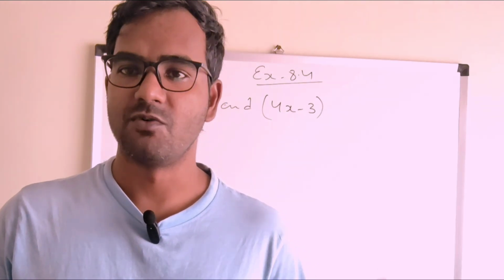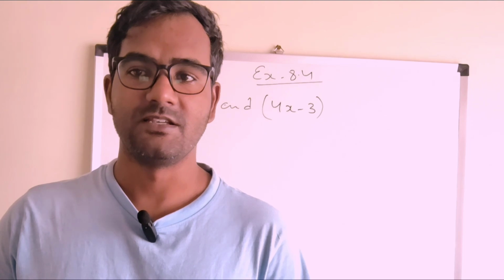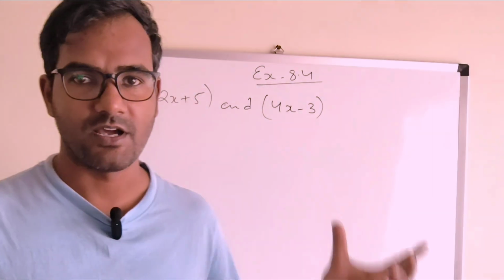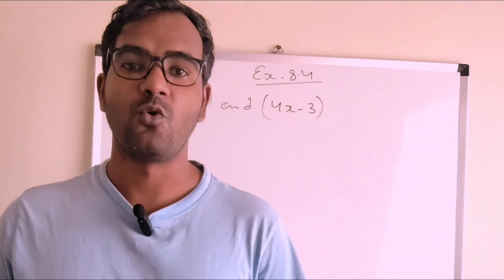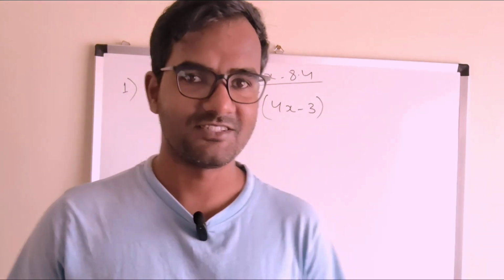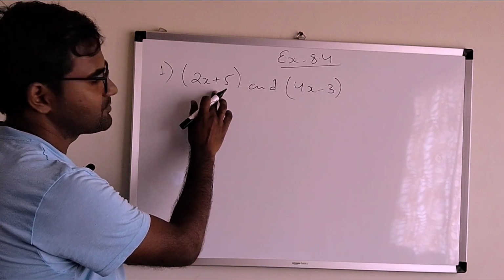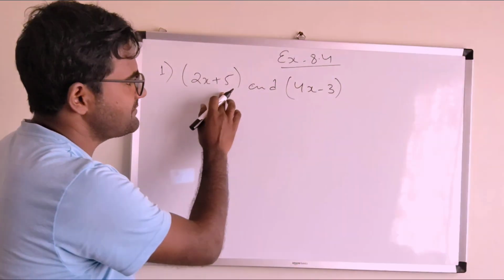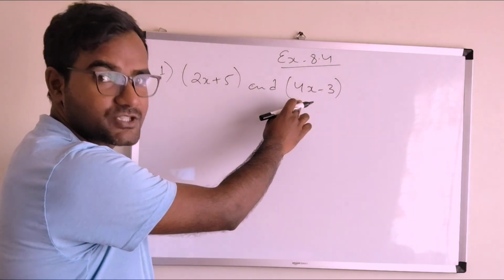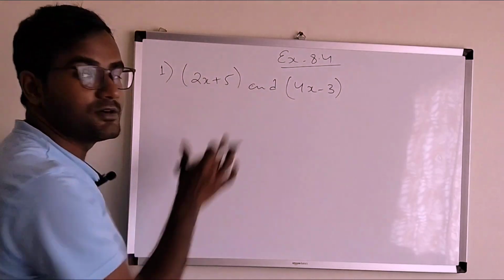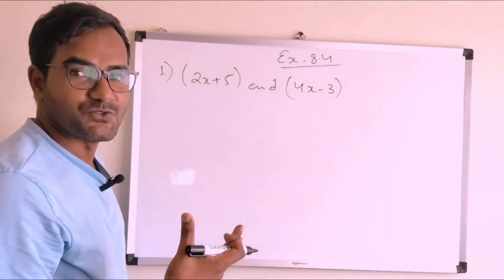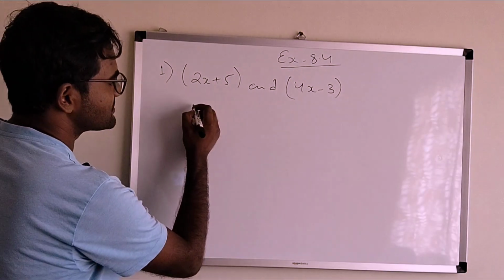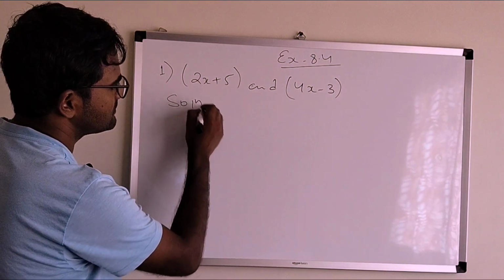So here we have question number 1, which says multiply the binomials. I have written question number 1, so let us see how we can solve it. We have 2x plus 5 and 4x minus 3, and we have to multiply them. So how are we going to do it? Let's see. Solution.